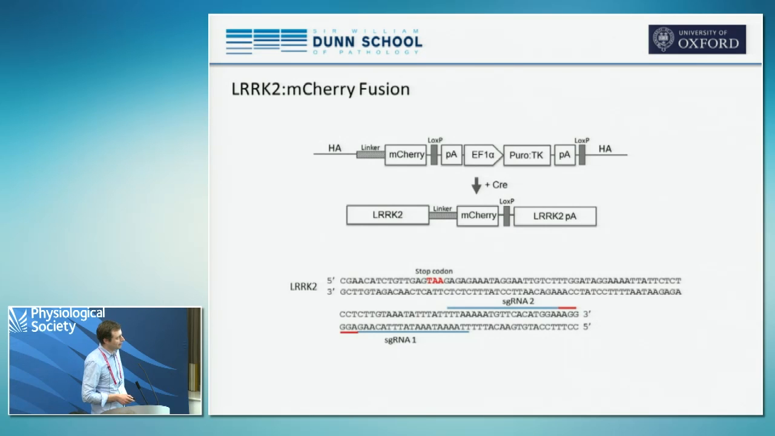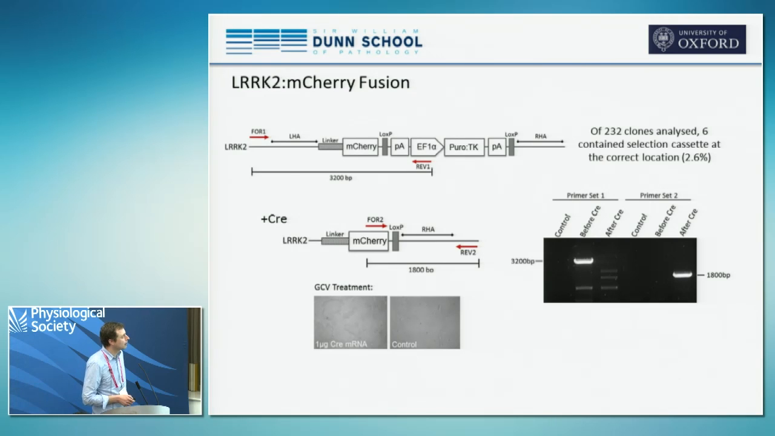These are the guide RNA locations. They're a bit of a distance from the stop site, and that does show in the efficiency. So 232 clones selected. We simply analyzed 200 by PCR with one of the forward primers here outside the homology arm. Of the 232 clones that we analyzed, 6 contain the selection cassette at the correct location, so it's 2.6%. The rest are simply randomly integrated.